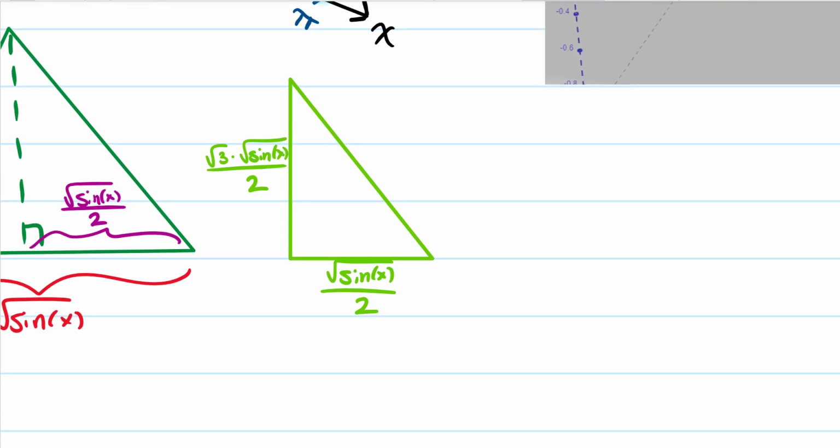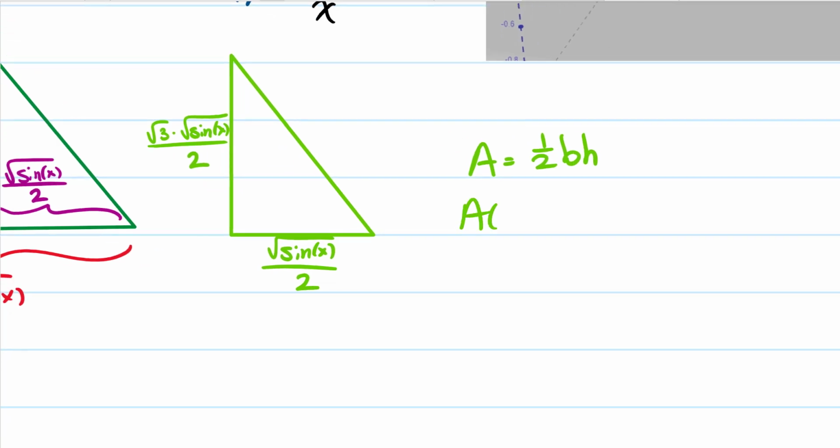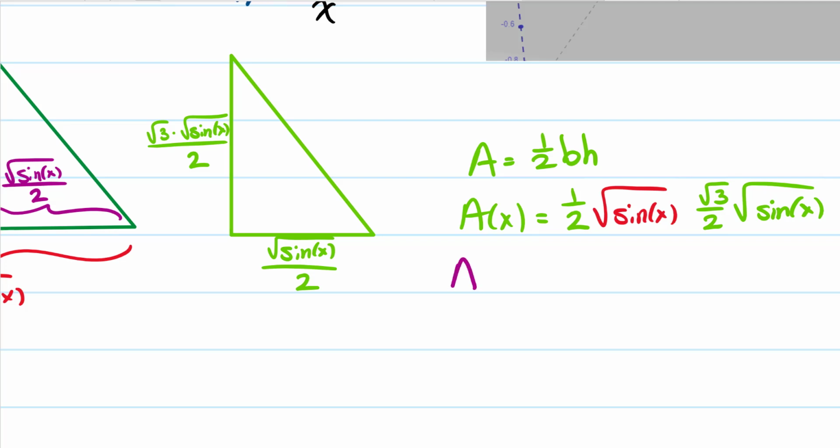Now what we need to do is find the area. We know area is equal to 1/2 base times height. So the area of x is 1/2, our base is the square root of sine of x, and our height is radical 3 over 2 times the square root of sine of x. Simplifying that, the area of each cross section is radical 3 over 4 times sine of x.